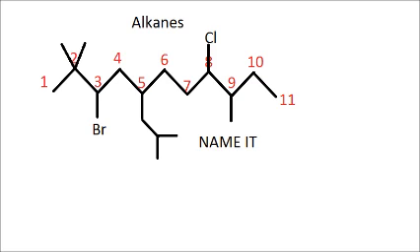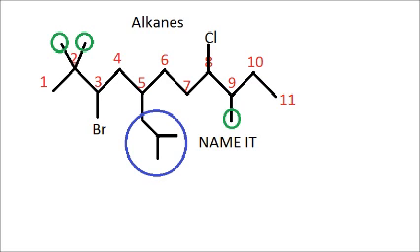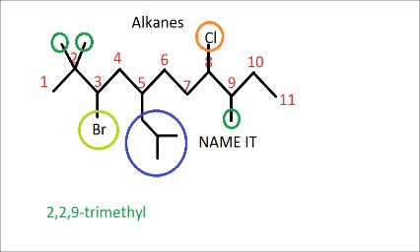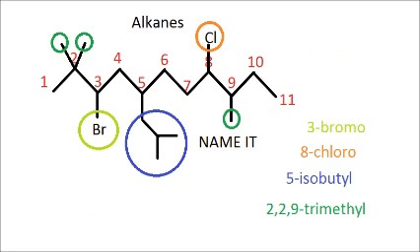Let's add some more substituents and make this a little more tricky. As you can see, there are 3 methyl groups. That there in the blue is an isobutyl group. We've got a chlorine at carbon 8 and a bromine at carbon 3. So we write all this down and then we put it all together in alphabetical order. That gives us 3-bromo, 8-chloro, 5-isobutyl, 2,2,9-trimethyl-undecane.